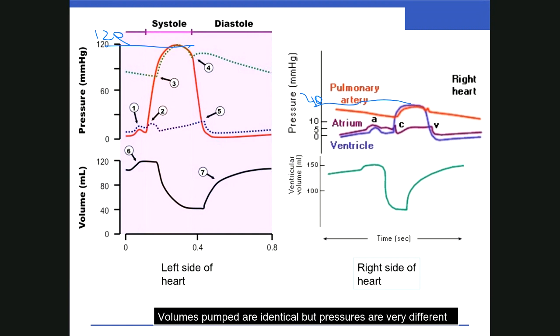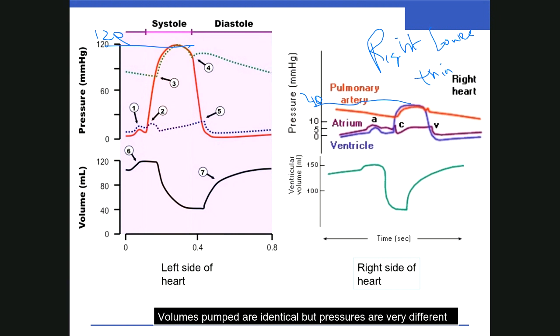In fact, everything on the right side is lower because the right side of the heart is not nearly as thick. You'll never see these two on the same graph. It's just too many lines. So yes, it would look like this.